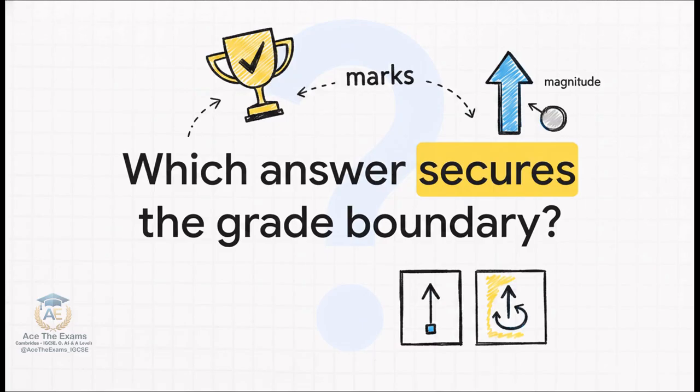Take a guess. If you chose the second one, fantastic work. You already understand that a vector requires both a magnitude and a specific direction. It's a tiny detail, but it constantly trips up candidates and costs them easy marks.